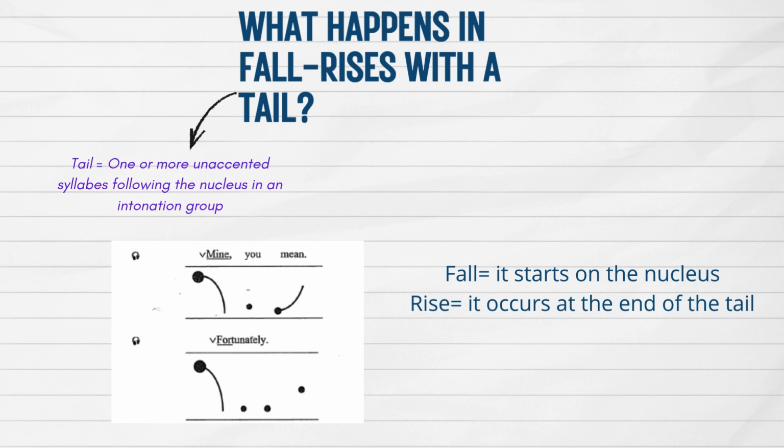Mine, you mean? The fall starts on mine, and the rise finishes on me, the same as fortunately. In this case, the fall starts on the first syllable, for, and the rise finishes on the last syllable, li.